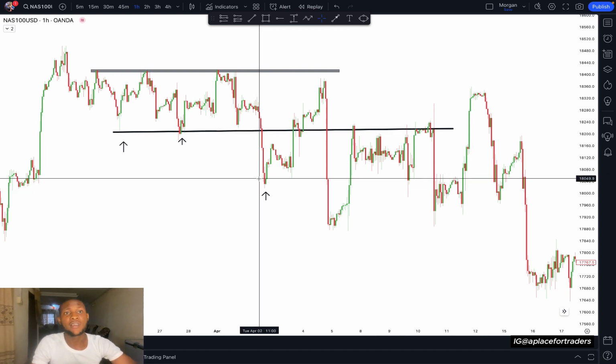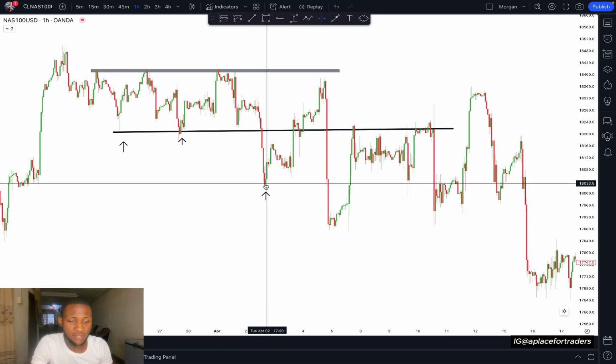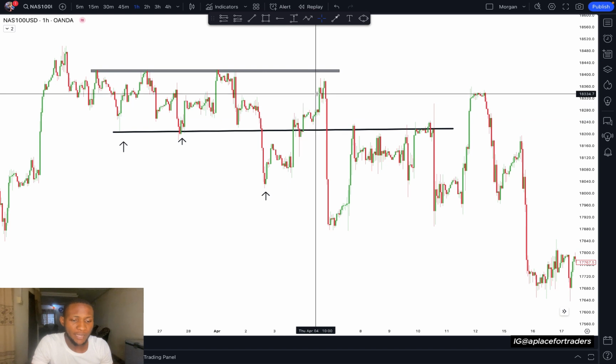So whenever price makes a new high, just have in mind that price is going to correct itself. Price never really moves in a straight line, right? Price moves up and it comes down. It always corrects itself. So bear in mind that price is going to correct itself at some point. So that's what we're waiting for. Wait for price to correct itself and this move here.